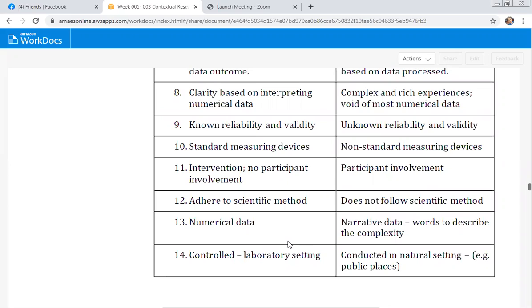So, quantitative research adheres to existing scientific methods, but qualitative research does not follow existing scientific methods. So, when we talk about it, quantitative research is more standardized as compared to the format and the methods being used during qualitative research. Okay? Quantitative research deals mostly with numerical data, unlike qualitative research, which is more on narrative. Okay?